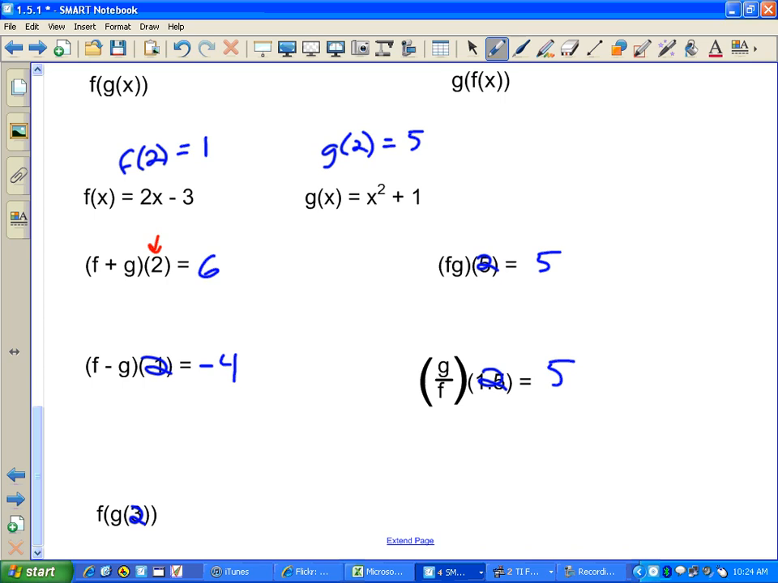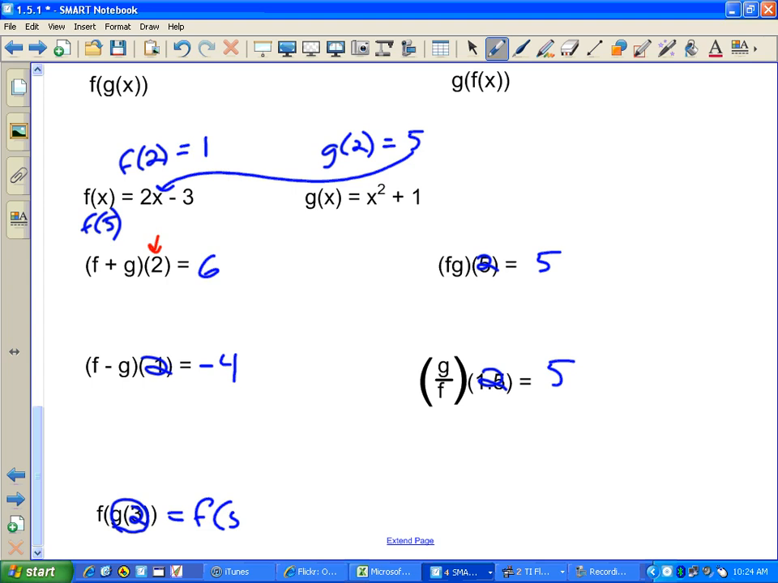When you're doing composition that way, it's a little bit different. You need to take the g of 2, which was 5, and put it into the f. So you're going to take the output from this one and put it in as the input for your f function. Okay, because you're evaluating this first. Okay, you do your inside parentheses first. G of 2 is 5. So what's f of 5 is what this really turns out to be. Okay, because g of 2 equals 5, so really this is f of 5, because that's what g of 2 equals. F of 5 would be 7. So you get 7.